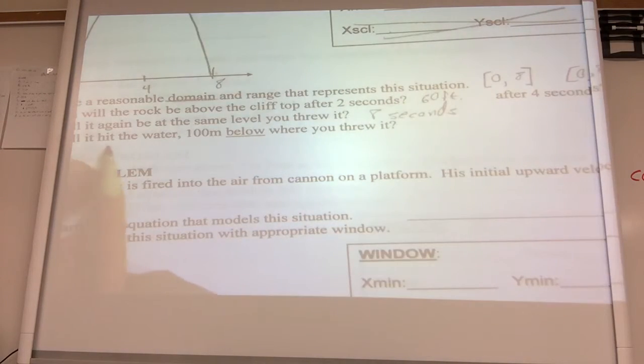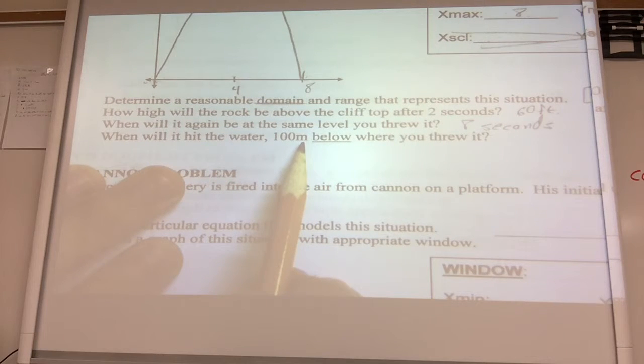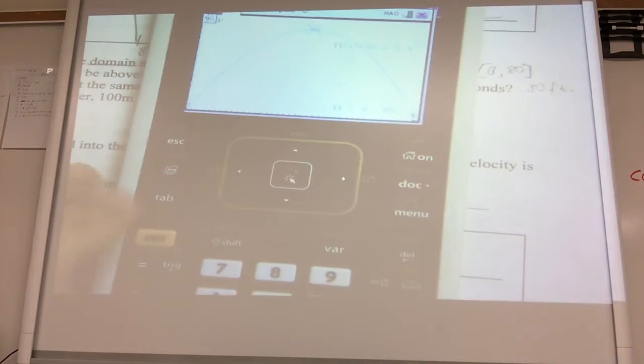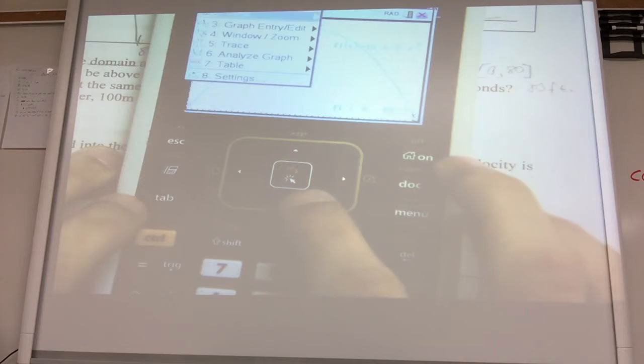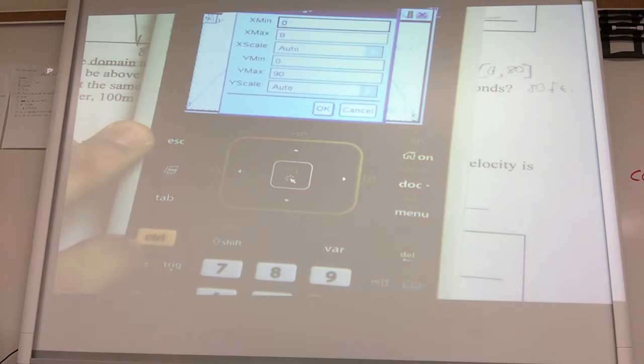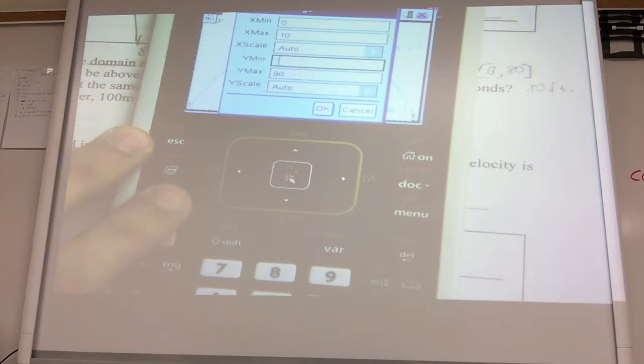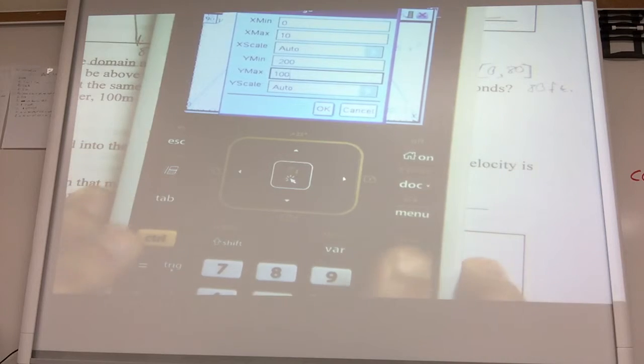All right. When will it hit the water 100 meters below where you threw it? So in other words, the cliff is 100 meters high. When will it hit the water 100 meters below the cliff? If you are imagining this correctly, I'm going to change my window real quick so we can see a little bit better. I'm going to go from 0 to, let's say 10, oh no, I want to go from a minimum of negative 200 to positive 100.